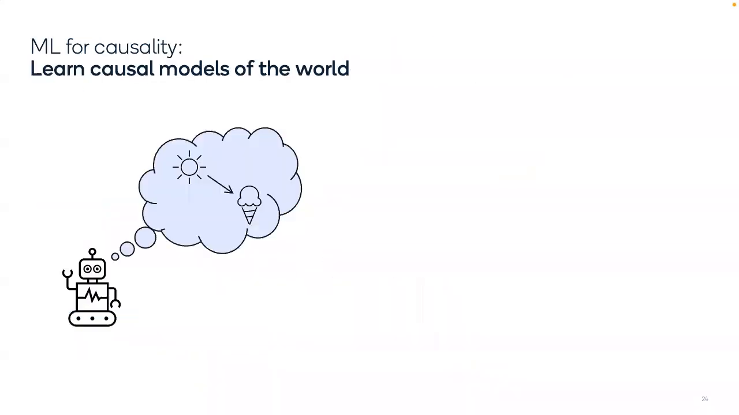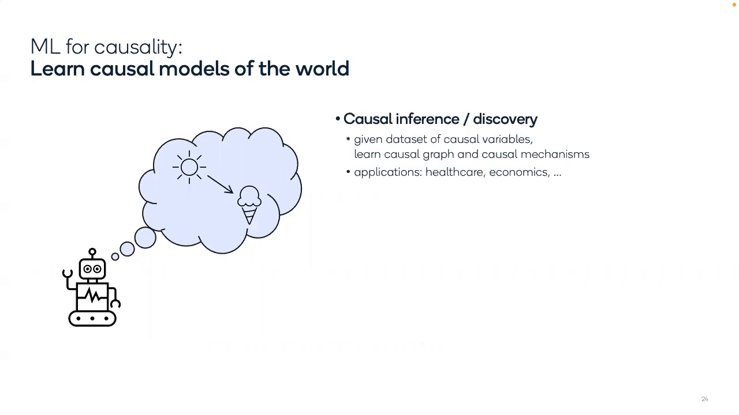Okay, now, there's two ways in which causality and machine learning can come together, I think. One way is that we can use machine learning to answer causal questions. We can use deep learning or whatever you have to write algorithms that try to find a causal model of the world around us. One example of this is causal inference or causal discovery.